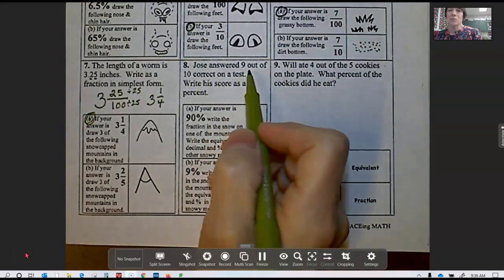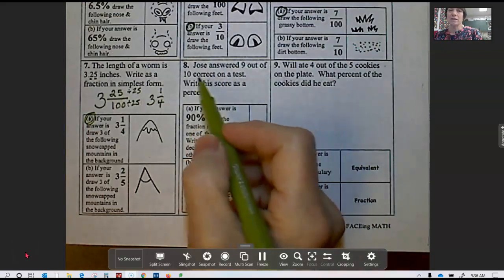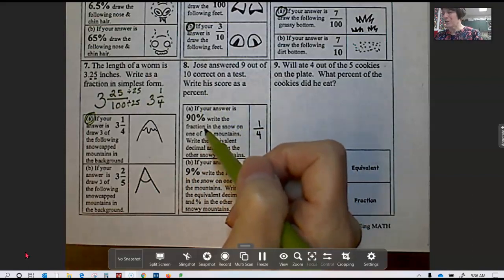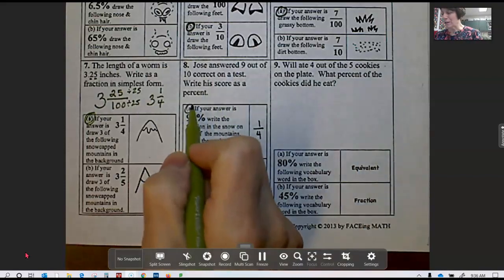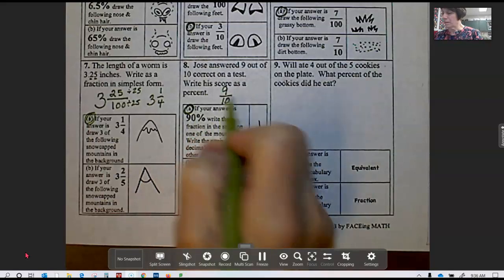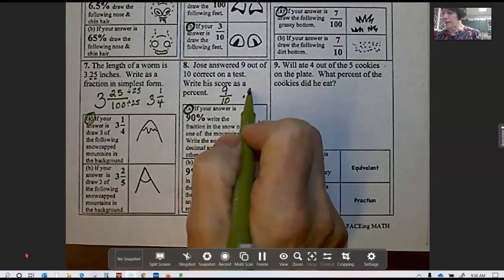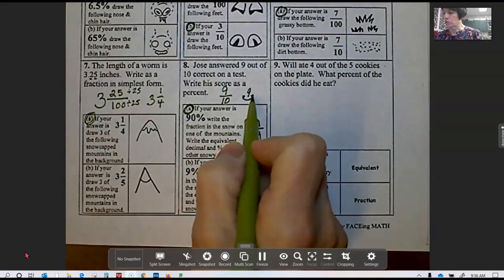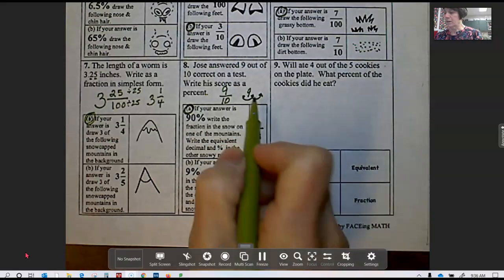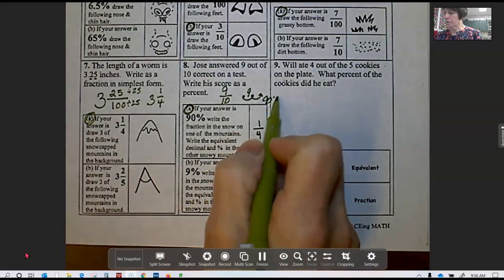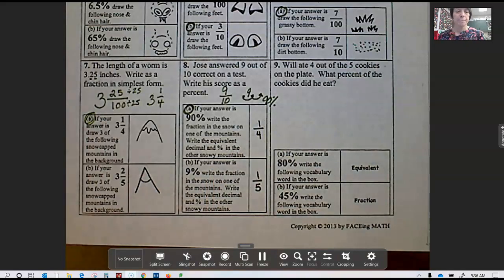Number 8 says Jose answered 9 out of 10 correct on a test. Write his score as a percent. You probably already know that that's 90% without doing any work at all. But just a reminder, 9 out of 10 is the decimal 0.9. And to change that to a percent, we would move that decimal point 2 places to the right. And that's how we would get our 90% there. So that's our A.